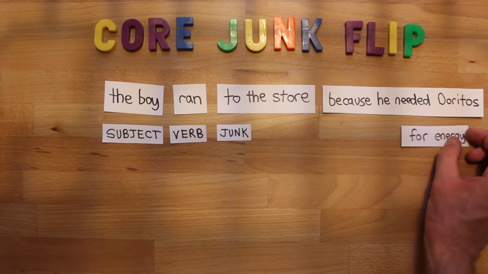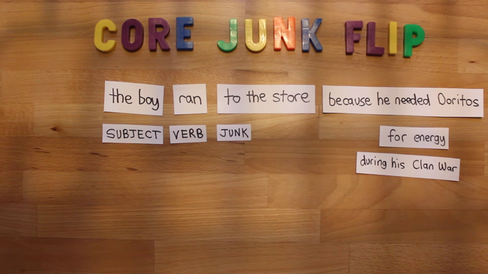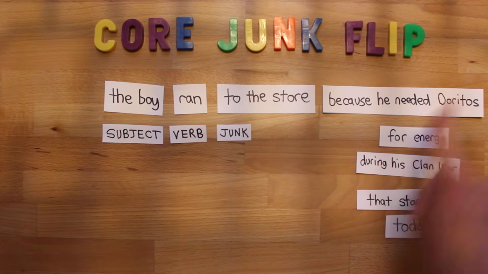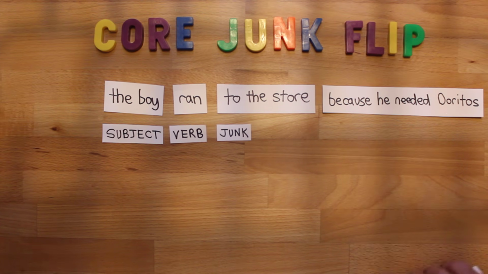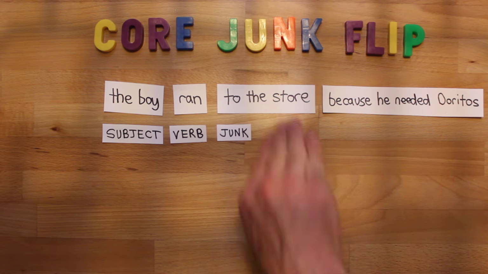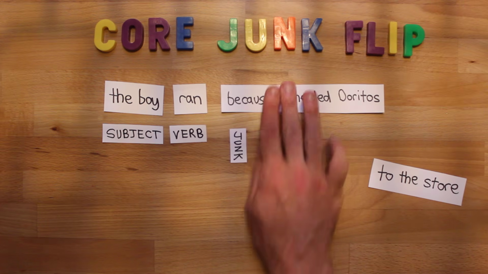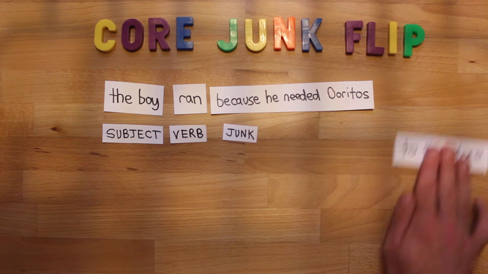I mean, you could keep going. The boy ran to the store because he needed Doritos for energy during his clan war that starts at 8 today, period. You don't need anything inside here because everything's in its natural order. And you understand the natural order of things. You understand how to put these junk phrases back to back to back and sort them out. You understand that if you did this, you know deep down, you've known since you were really little, that this would be ridiculous.